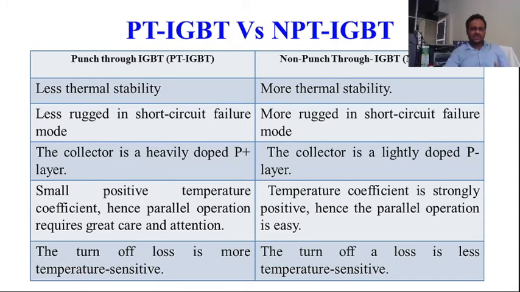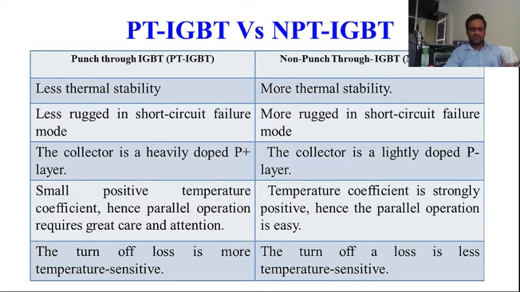PT type IGBTs have a small positive temperature coefficient, hence parallel operation requires a lot of care and attention. On the other side, in the non-punch through IGBTs, the temperature coefficient is strongly positive, that means it has a large positive temperature coefficient, hence we have easier operation if we are going to perform parallel operation.